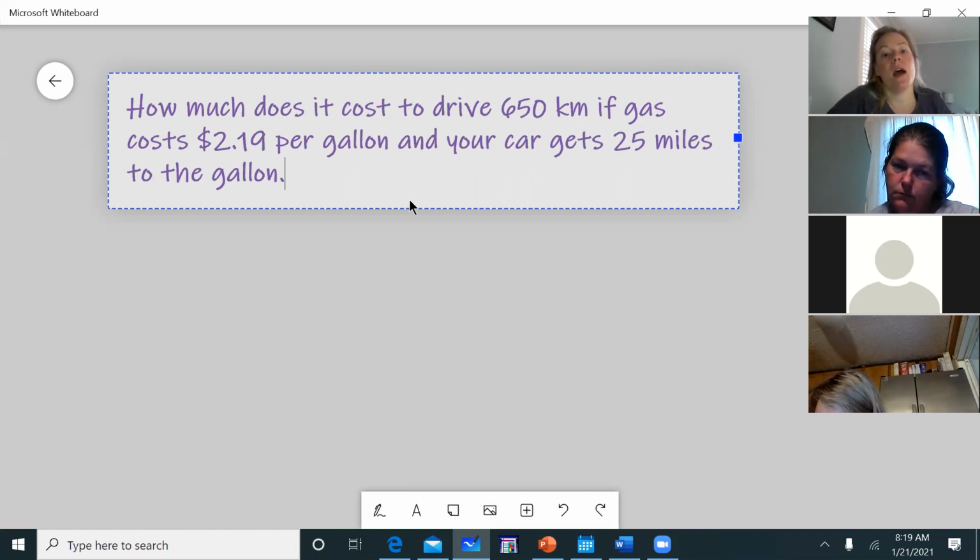Okay. How much does it cost to drive 650 kilometers if gas costs $2.19 per gallon and your car gets 25 miles to the gallon? So I want you to set this up in dimensional analysis. This is a multi-step problem, so there's more than one conversion factor you'll need.